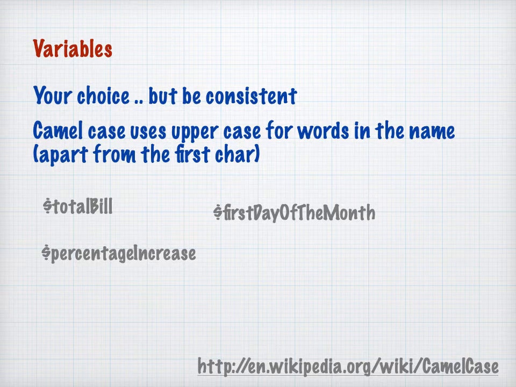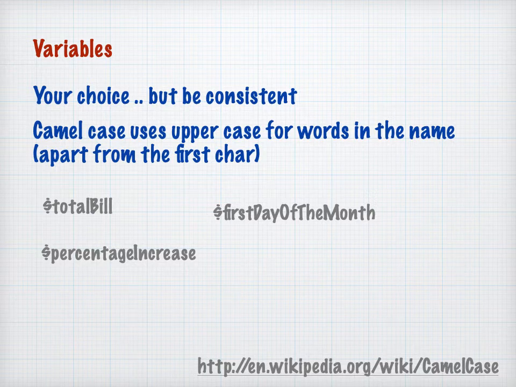Now there is something called camel case, and we'll use it occasionally. Camel case is where the first word is in lowercase, but subsequent words in the variable name all begin with a capital letter. So if you have a look at total bill, you can see that the B in bill is a capital letter, but then the other letters like D, O, T, M in first day of the month, those are all in capital letters.